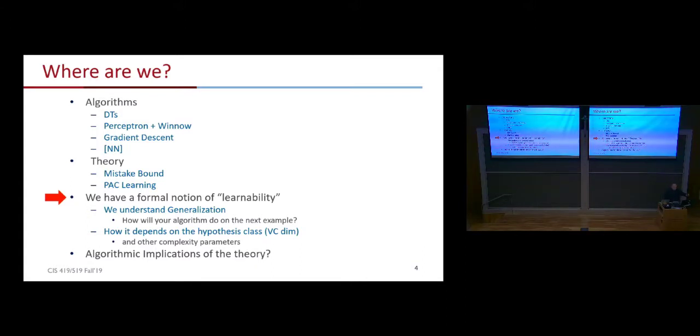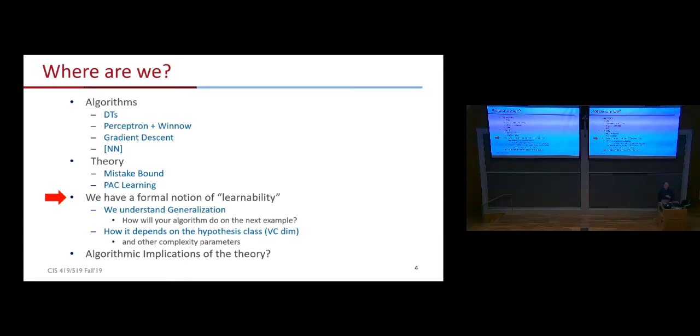So where are we? This is a slide that you've seen already. We talked a lot about algorithms. We talked a little bit about theory. And we have a notion of learnability that we understand. So basically, we know something about generalization. We can say something about how the algorithm will do on the next example it sees. And we know what it depends on, specifically the expressiveness of the hypothesis space you're using.